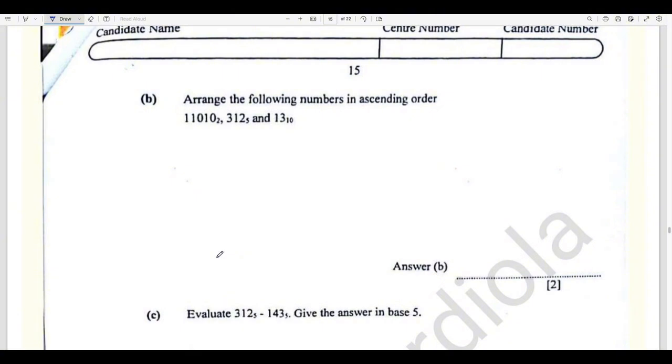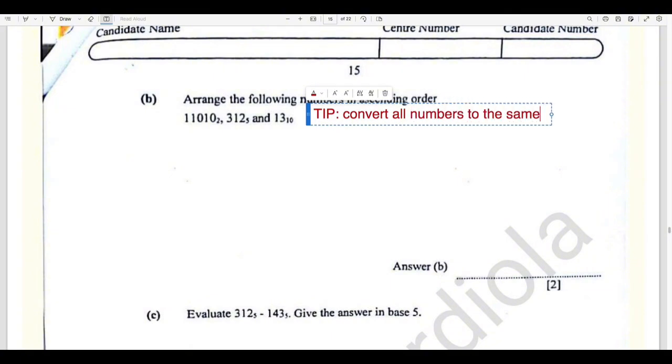The second part, B: arrange the following numbers in ascending order. So you've got a number in base 2, another number in base 5, and another number in base 10. How do you solve this kind of problem? To solve this one, you need to convert all the numbers to the same base. Either you convert all the numbers to base 2, base 5, or base 10.